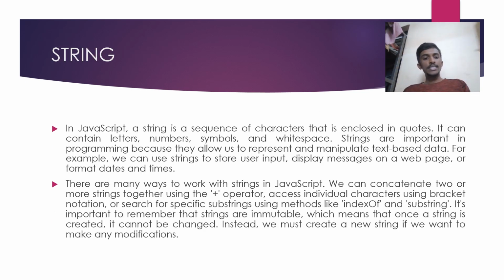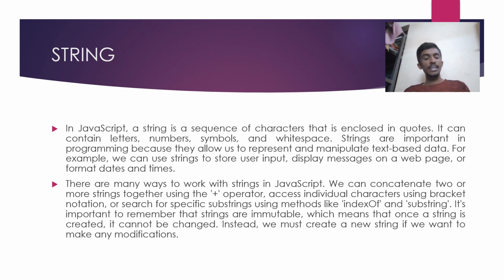And the string, this is one of the major and important objects in every object oriented language. In JavaScript, a string is a sequence of characters that is enclosed in quotes. It can contain letters, numbers, symbols, and white space. Strings are important in programming because they allow us to represent and manipulate text based data. For example, we can use strings to store user input, display messages on a web page, or format dates and items. So when we open a web page, we see many things in the form of strings.